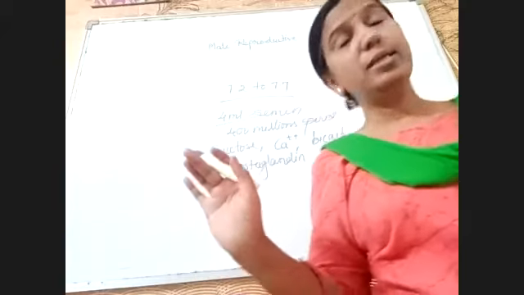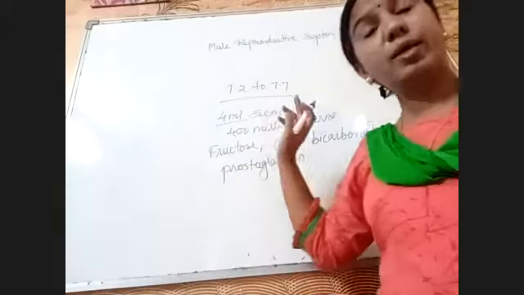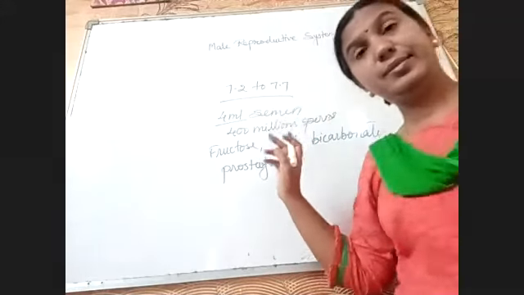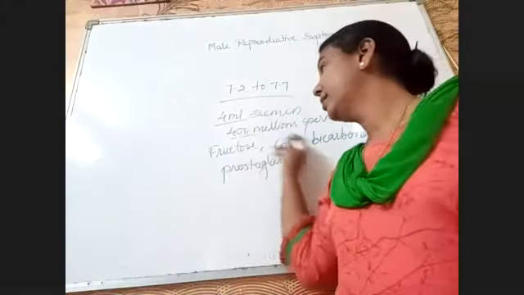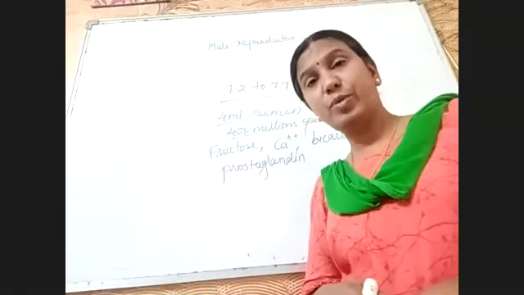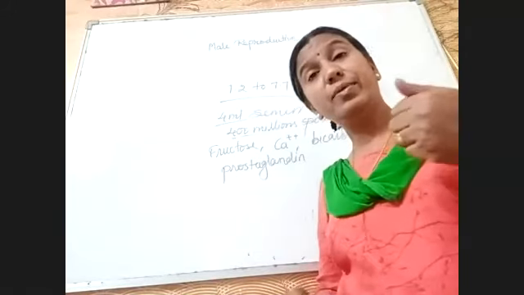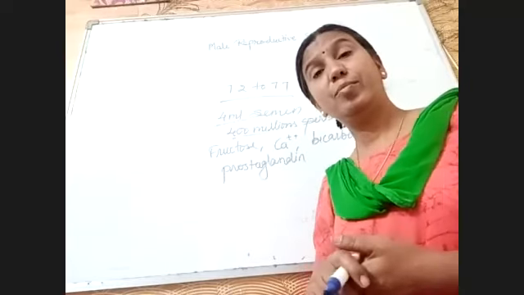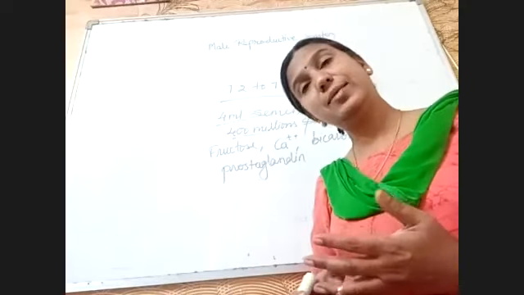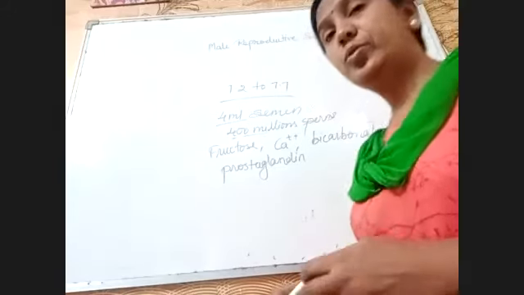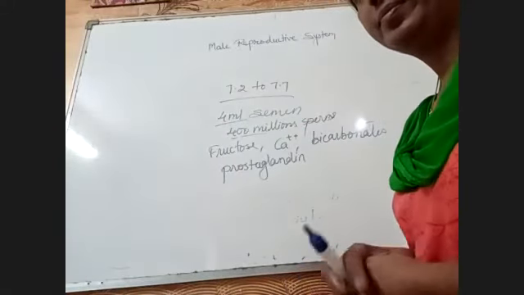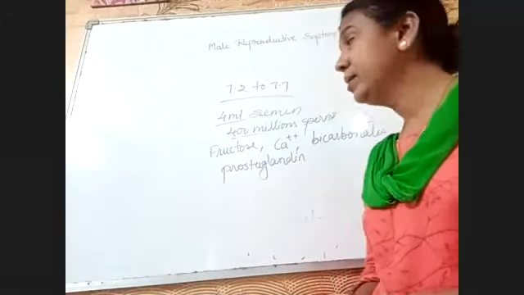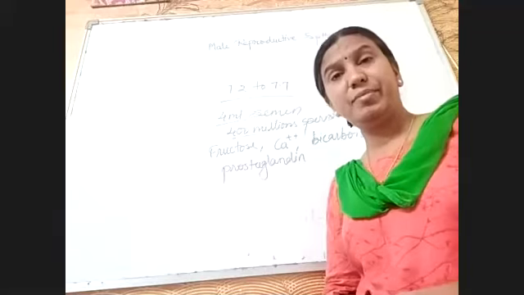In each ejaculation, 4 ml of semen gets excreted, which will contain more than 400 million sperms. If the number of sperms is less, there will be a possibility of infertility. Did you understand? Did you understand better?